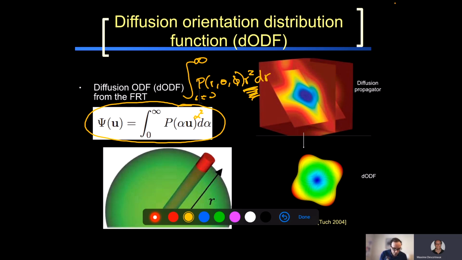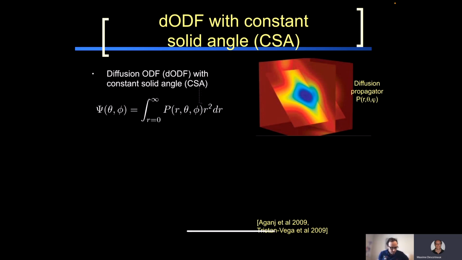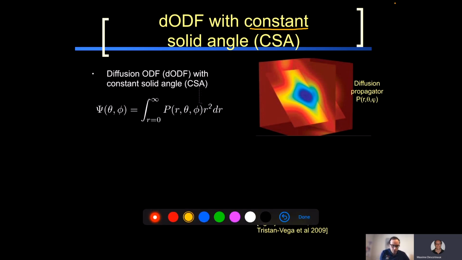But to add this radial dependency now on the solution, you have to assume something about the radial decay of diffusion. And that's what constant solid angle ODF does. It assumes constant ADC in time. It assumes the mono-exponential decay of the ADC. And if you assume that, you can actually solve the diffusion ODF with this r squared term in the equation.